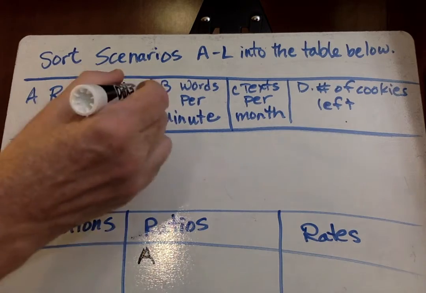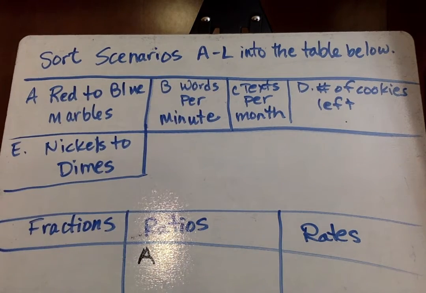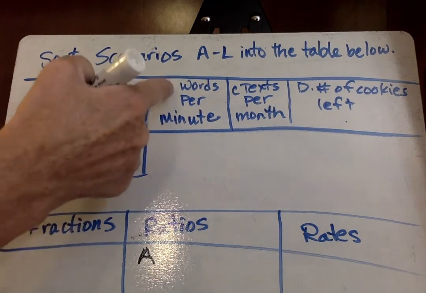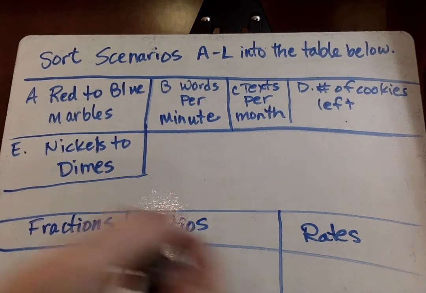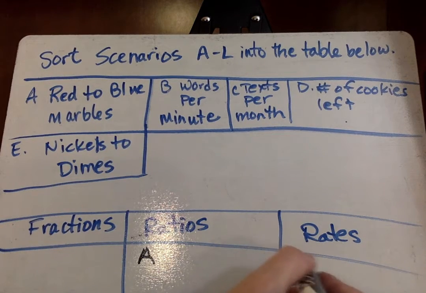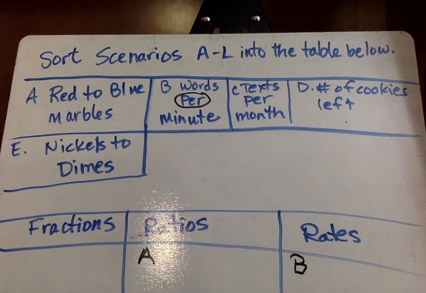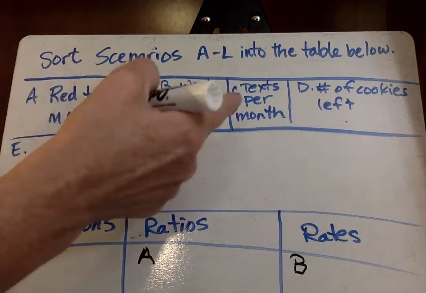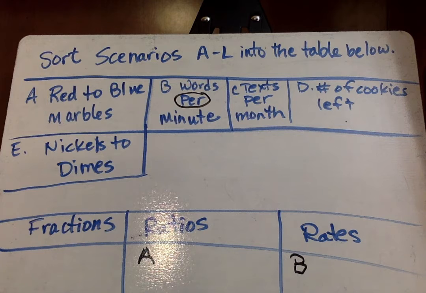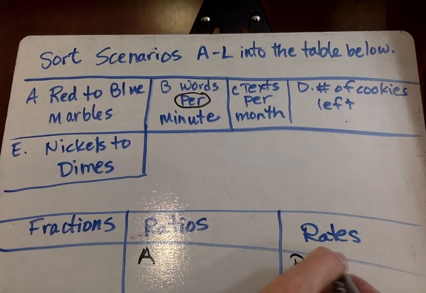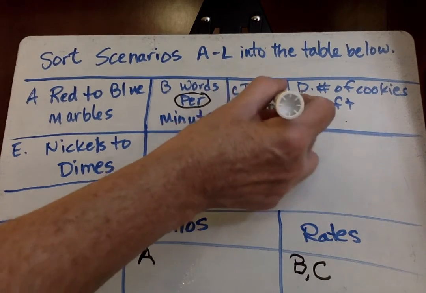Okay, next, B is words per minute. There are two different units, so it's got to be a rate. Also, you see the word per, and it's got to go with rate. Next, we go on to C, text per month. And again, it's a rate, right here, you see that word per again.